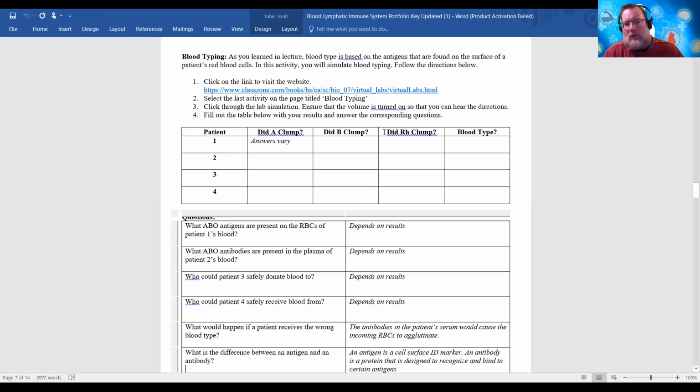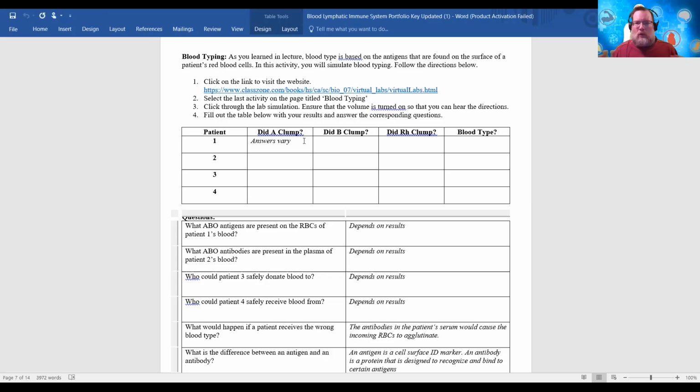So what you're going to have is 3 dots of blood for each patient. So patient 1, he or she, has 3 dots of blood. They're all the same person, same blood. Now you're going to have 3 different reagents or vials of antibodies: anti-A, anti-B, and then anti-RH, which they call anti-D.